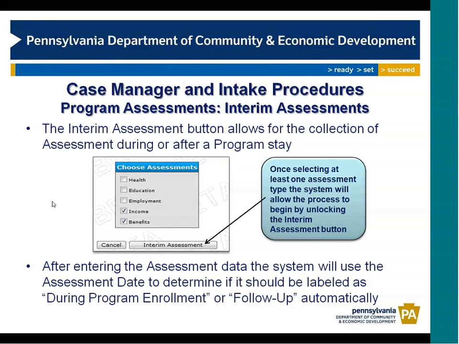Now, interim assessments are labeled, as we said before, either as during program enrollment, if it's during the program stay, or follow-up if it occurs after. All these assessments, even though they're after the fact, still require you to enter an assessment date of when you collected the data, and the system is smart enough to determine which category it should fall under. If the date falls between an entry and an exit date, it'll be labeled during program enrollment. However, if the date falls after the program exit, it'll automatically get labeled as follow-up.